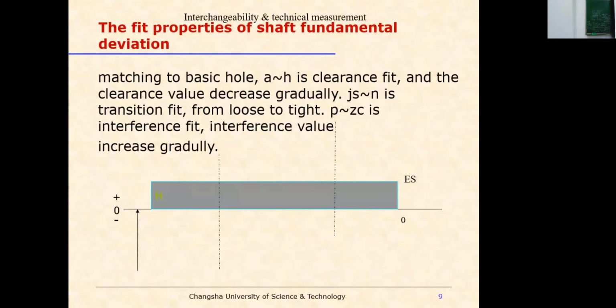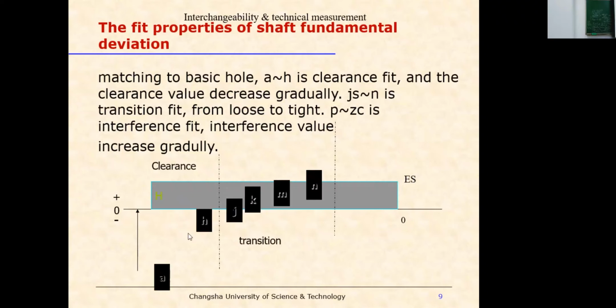Mostly we use the whole basic, right? So the whole basic is the whole. We choose the H as the whole basic. So this is a zero, and for the ES we use the IT7, IT9, IT10 to determine the ES. So this is the IT line. So ES is plus 62, right? So like this one, the H is the clearance.